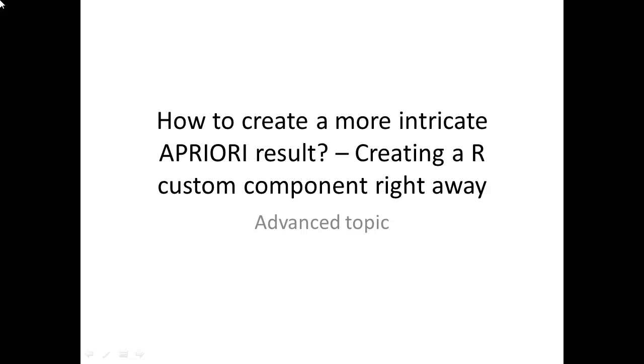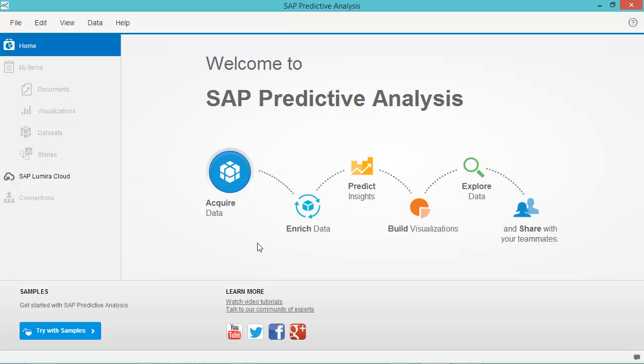And now we would like to select only those association rules which have somewhere in them survived yes, or in our market basket, a specific good. So let's do that now and create an R custom component right away. What do we need to do for that?